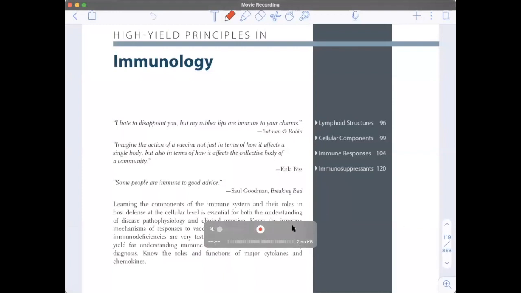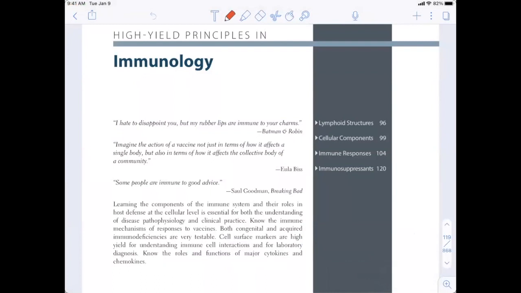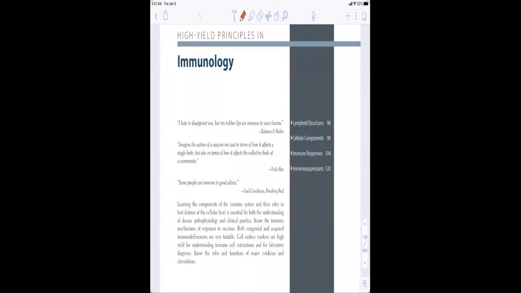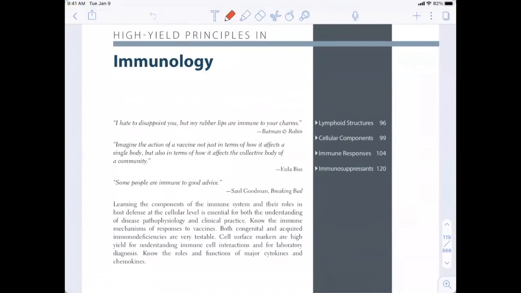All right. Let me know if you guys can see my screen. Yes, we can see it. Yes, definitely. All right, good. All right, perfect. Let's get started here.